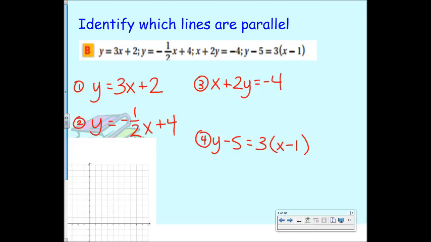Y equals mx plus b. So do I have to change those at all to figure out the slope? So what's the slope of number 1? 3 is the slope. And what's the y-intercept? 2. Okay, so there's our slope and there's our y-intercept.